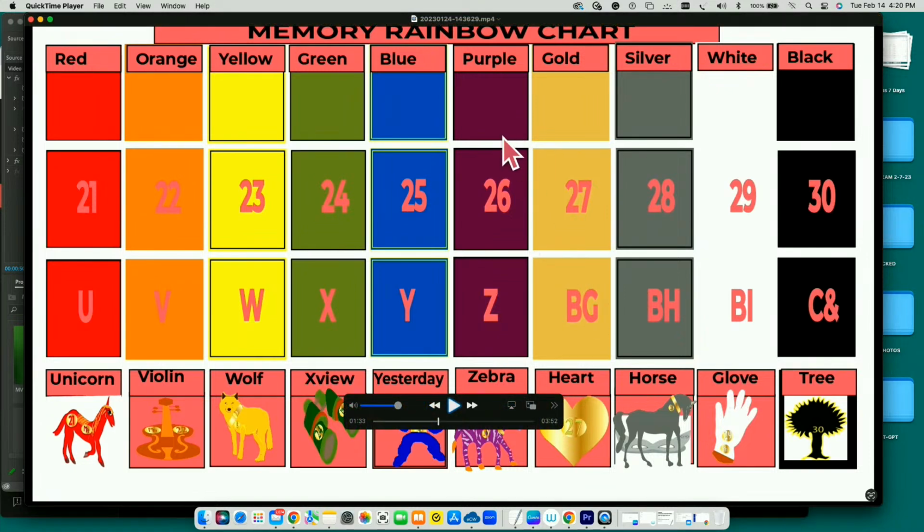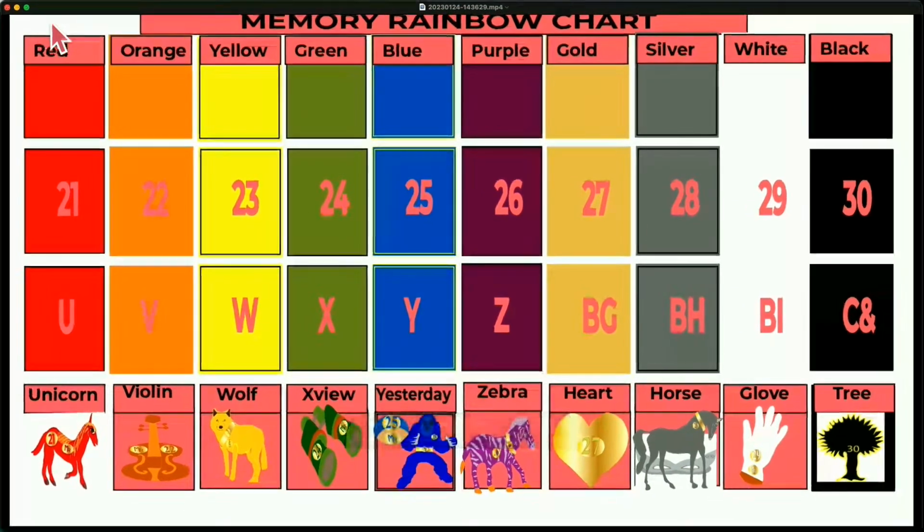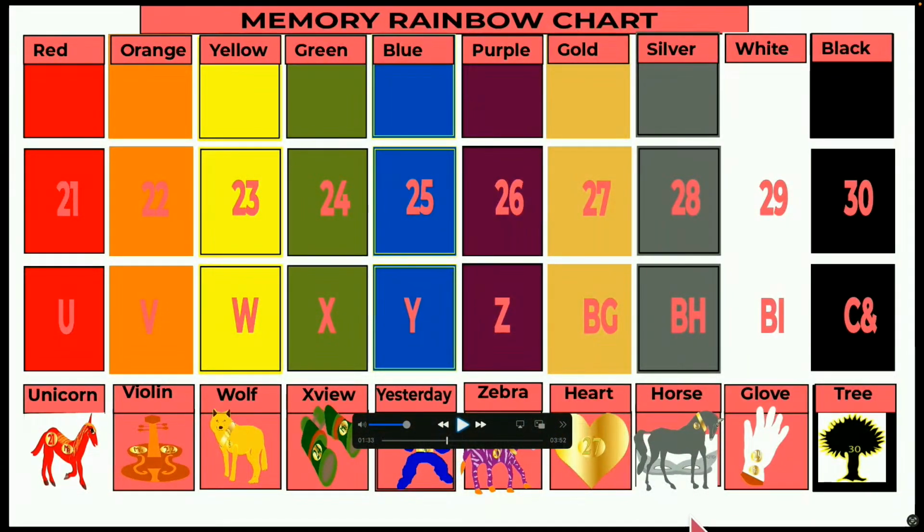So now you have purple. We have 26. We're at our last number. Z is the letter, and zebra, we see the zebra here. Let me move this down. Let me see if I can bring this up a little bit more. Okay, so we have the zebra, which is Z, okay? Then we're finished now with the alphabet.